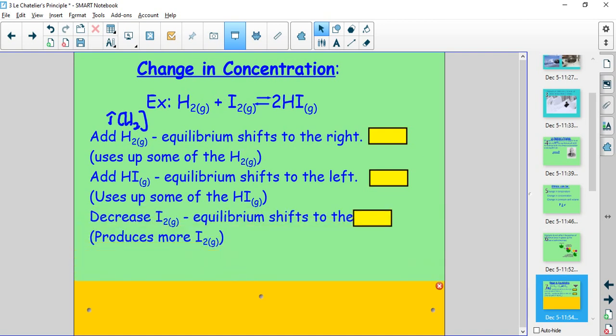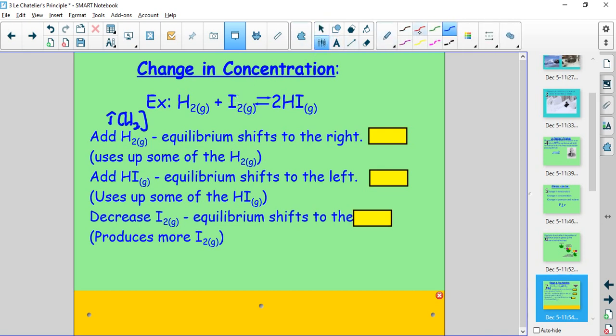Last example for this. All right, so now here we have increased in the first two examples. In the last one, we're going to decrease the concentration of iodine gas. So if you've decreased that, the opposite is going to want to happen. So what direction should the reaction move to produce iodine gas? Okay, let's think about that.